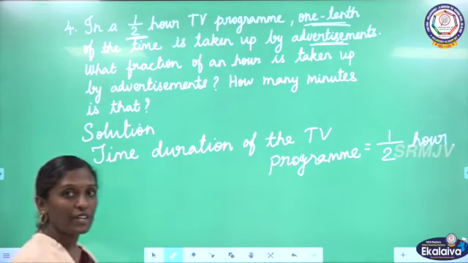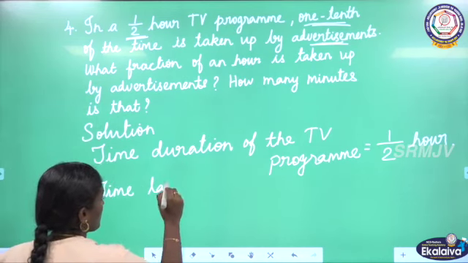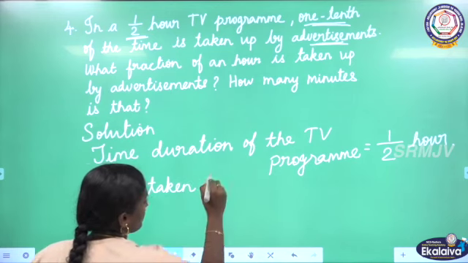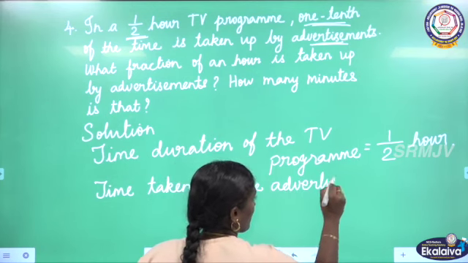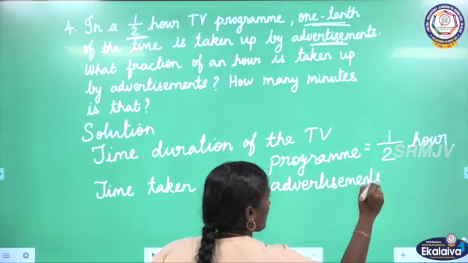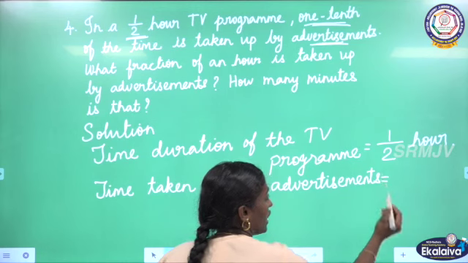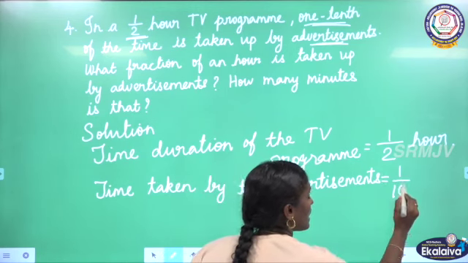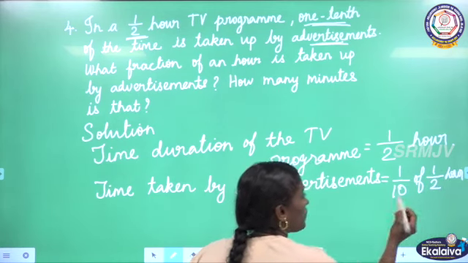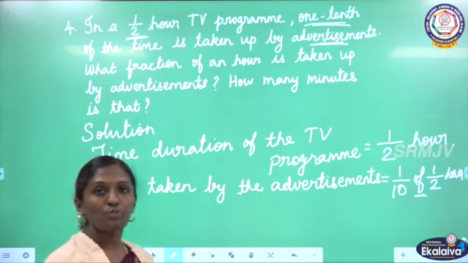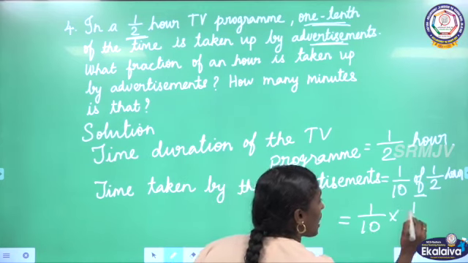Okay. Now we are going to find out the time taken by the advertisements. Time taken by the advertisements is equal to 1/10 of the TV program. So 1/10 means 1/10 of half hour. Okay. Now instead of "of" we have to use the multiplication symbol. So we will get 1/10 into half hour.